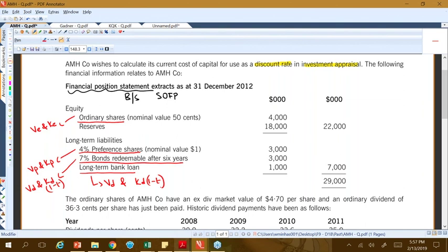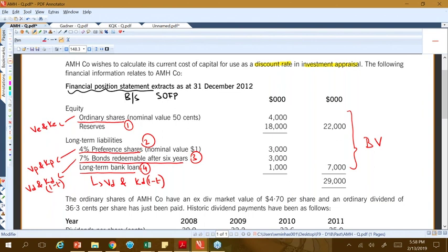Now, all the values are here, but remember, all these values are the book values, and I'm looking for the market values. So we need to do market value calculations on all these sources of finance. There are 4 sources of finance: 1, 2, 3, 4. So the WACC formula will now be extended.